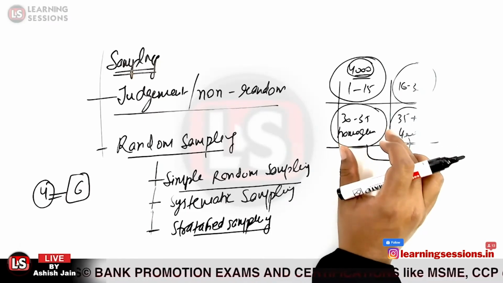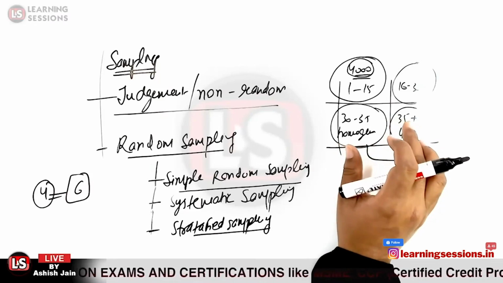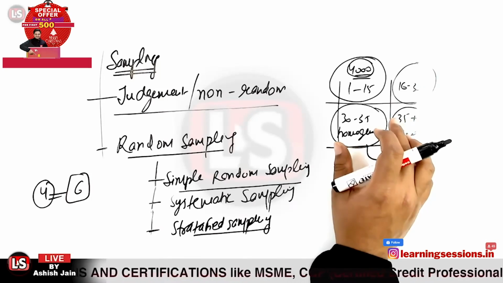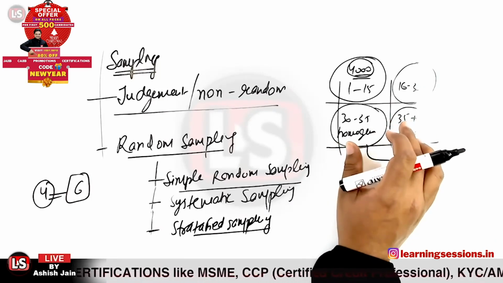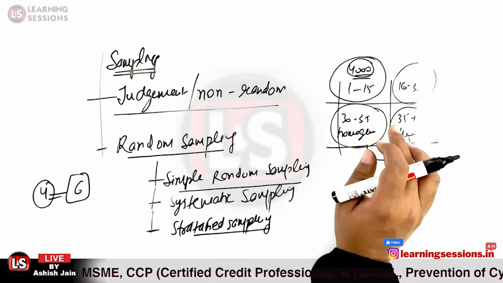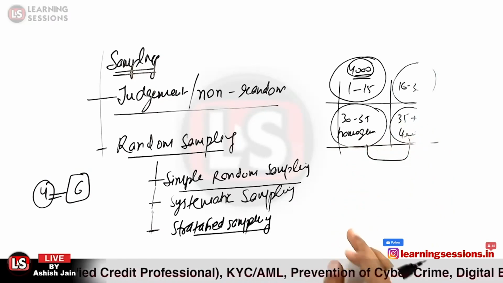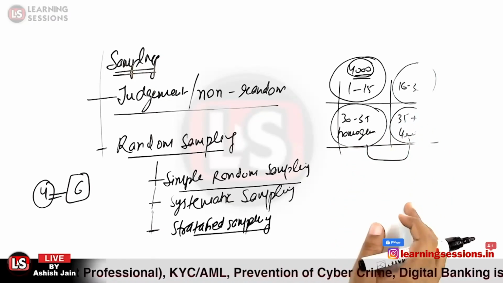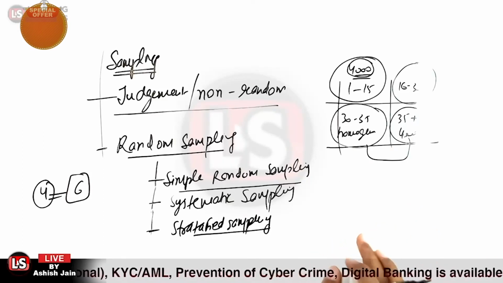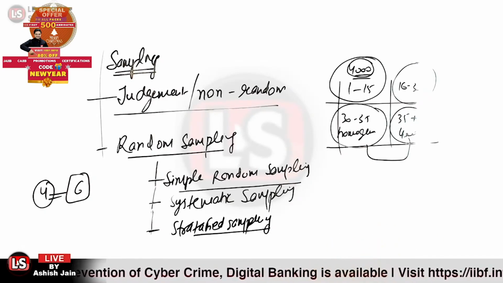So first of all, you form the different strata, different groupings, and divide the people into different groups, and then you select the candidates out of the strata itself. That type of sampling is said to be stratified sampling. Why stratified sampling? Because we formed different strata in this case.